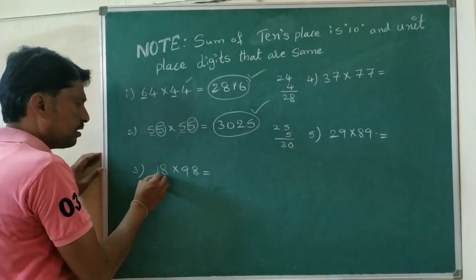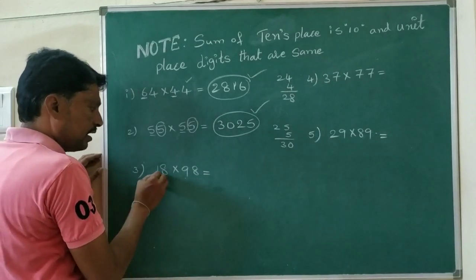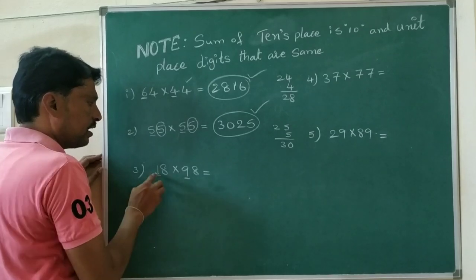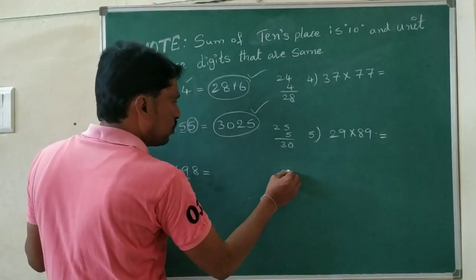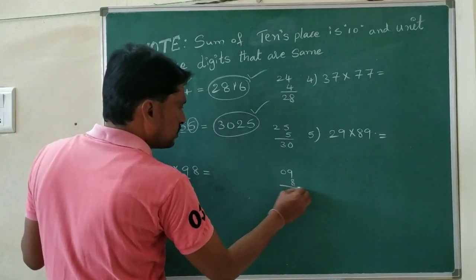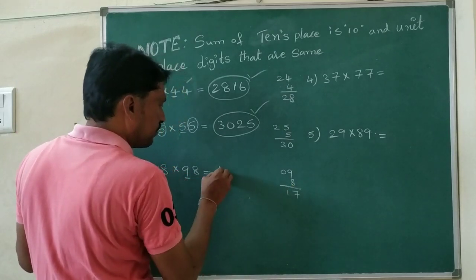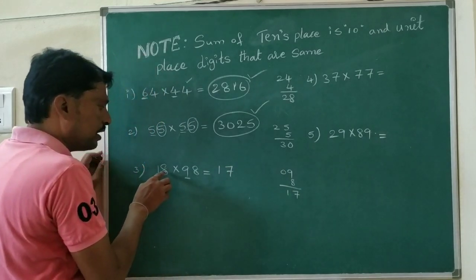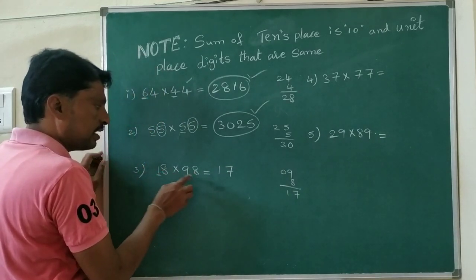Now here 1 and here 9. 9 ones are 9, so you take 09. Here the units place digit is 8, so we add and get 17. Now here units places are 1 and 8, and here 8.